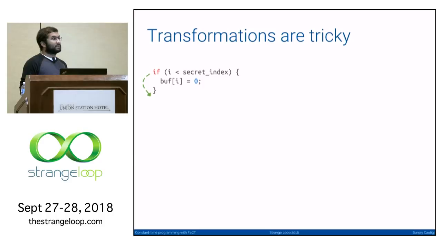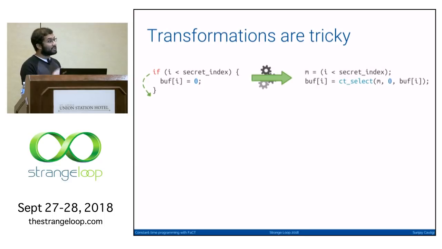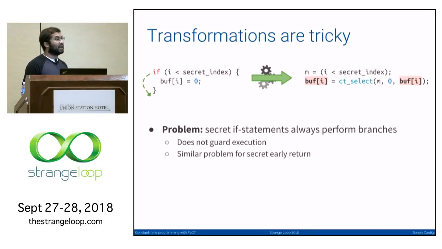But if i is, for example, out of bounds for buff, conventionally, because this is a conditional statement, we would guard this execution, and we wouldn't touch memory based on i if it's out of bounds for buffer, because it would be greater than whatever secret index. But after transformations, we're always going to be accessing this index i, whether or not i is out of bounds. And this could lead to memory errors, such as a segmentation fault. And that's bad. The issue is that conditional statements after transformation no longer guard execution. And this is something we have to be careful of.